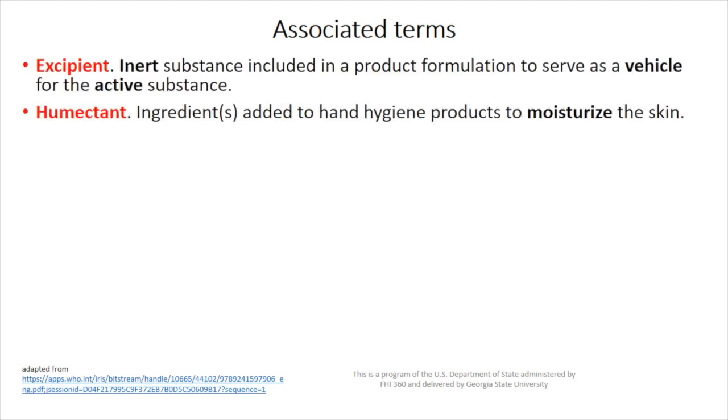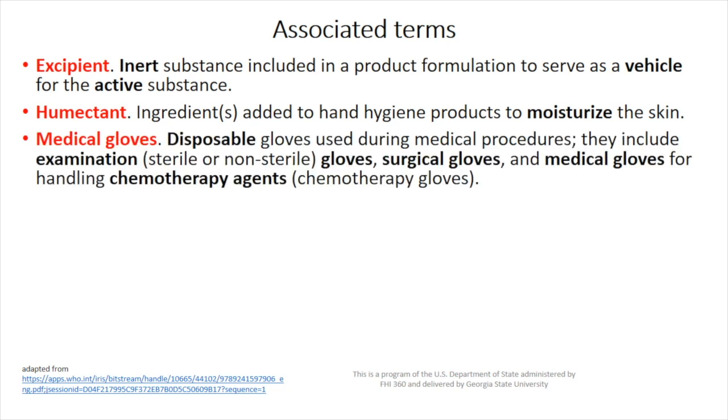Here are a few terms associated with hand hygiene. You have excipient, humectant, ingredients that are added to hand hygiene products to moisturize the skin, that is to prevent the skin from being too dry. Medical gloves include the examination gloves, surgical gloves, and chemotherapy gloves.